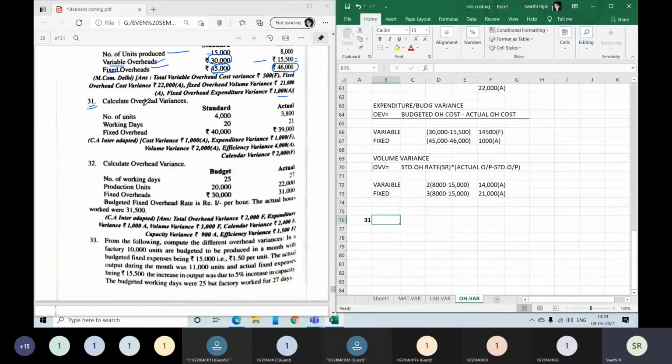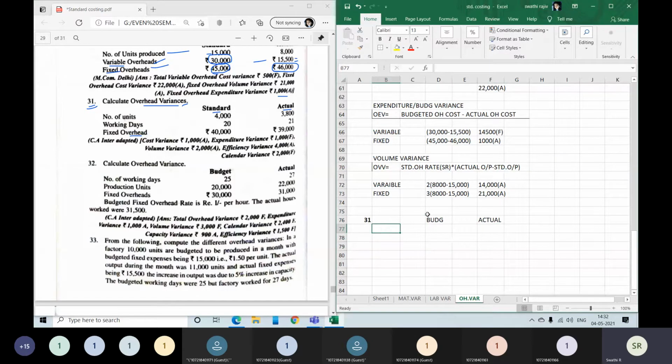Calculate overhead variances. Standard is there, actual is there. The number of units is given to you. Then working days are given to you. We never had working days before, we never encountered this before. Now we'll see what to do about it. There's also one more thing: only fixed overheads are given, there's no variable overhead. Mostly in a question they will ask you either fixed or variable, they don't give both. So it is just fixed overhead that they have given you, and they are asking you to just calculate variances, whatever you can. That's basically the meaning of it. Calculate means whatever you can calculate from here.